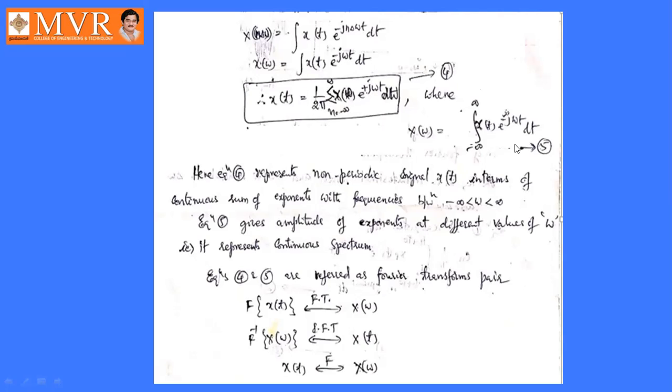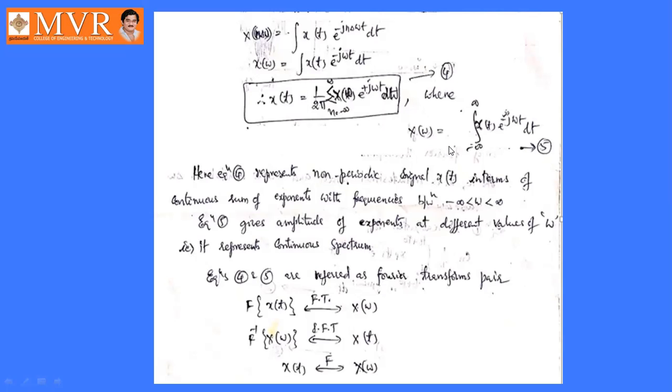This is equation number 5, and this is equation number 4. Here equation number 4 represents the non-periodic signal, x of t in terms of a continuous sum of exponentials with frequencies between minus infinity to infinity. Equation 5 gives the amplitude of exponentials at different values of omega, that is, it represents the continuous spectrum.